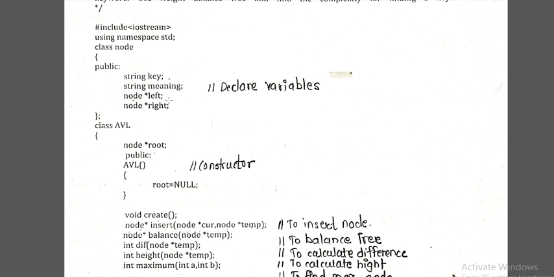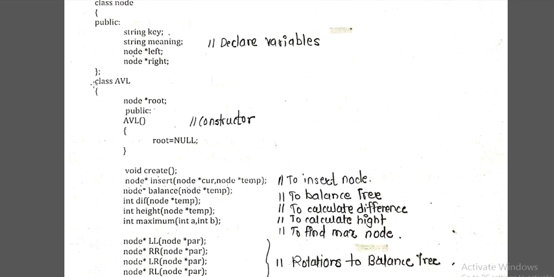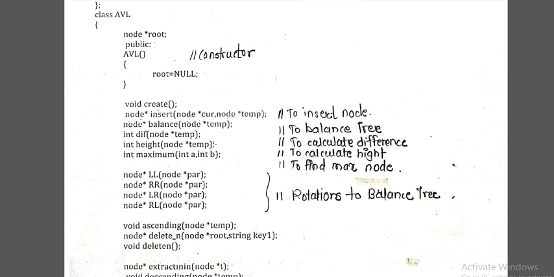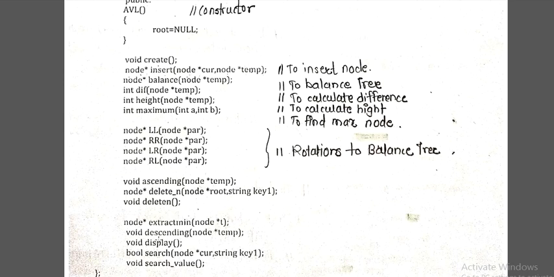After that we have created one more class, the AVL class, for the tree we are going to generate. Here we have created the pointer root, of the type class node, and we have used a constructor that initializes this root initially to null. Then we have declared some functions that we are going to use throughout this whole program.